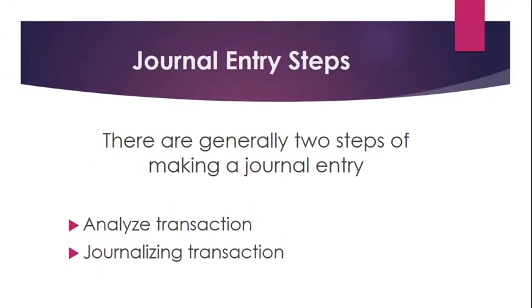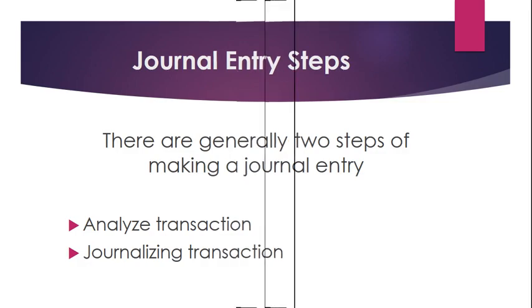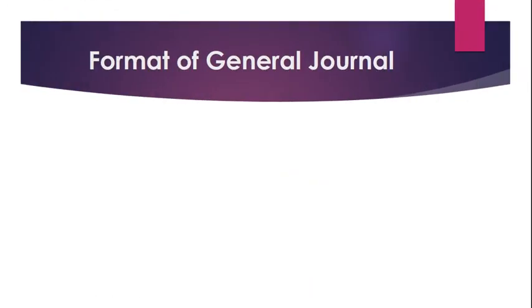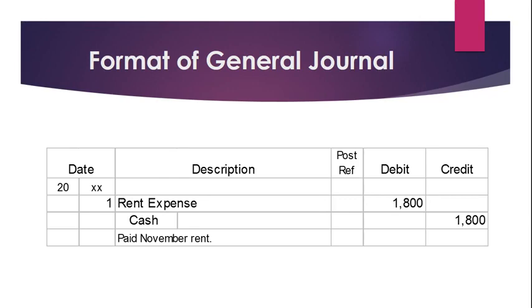There are two steps of making a journal entry. First, we will analyze the transaction, find out the debit and credit account, and after that we will record that information into journal. The format of the journal is in front of you. There are total 5 columns. The first is for date, the second is for description, the third is for ledger folio, the fourth is for debit amount, and the last is for credit amount.